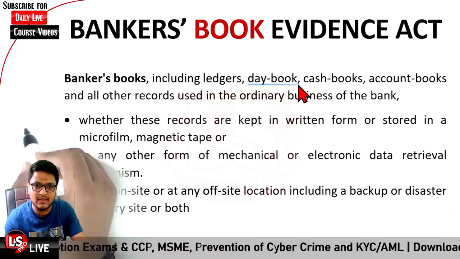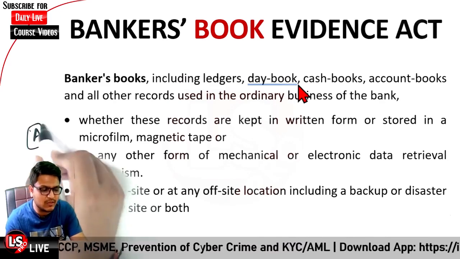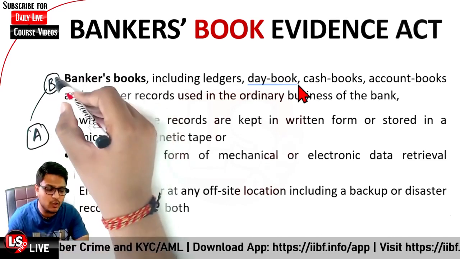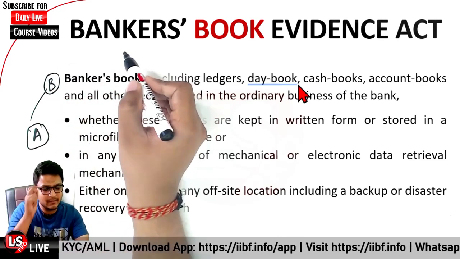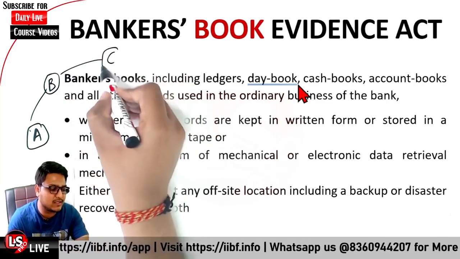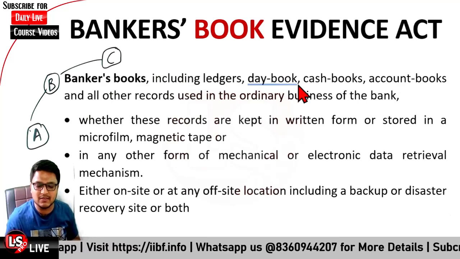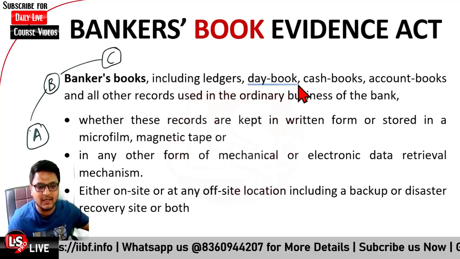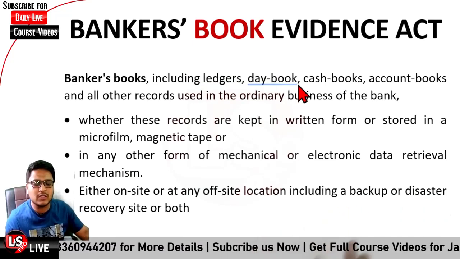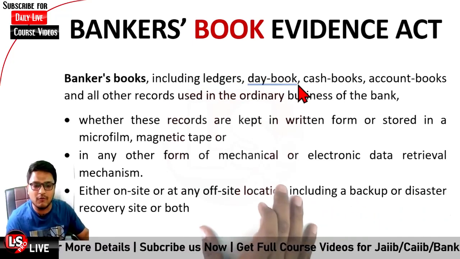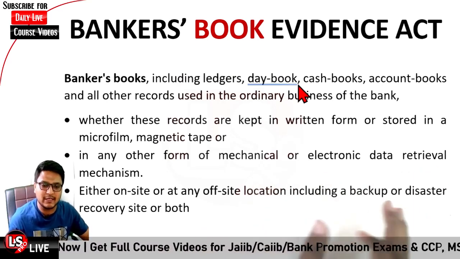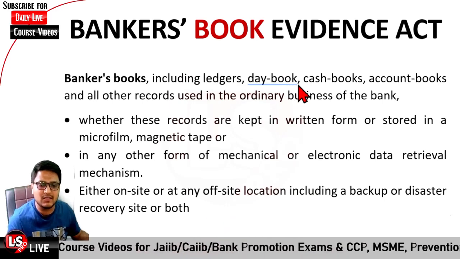If a branch is working at location A and its server is being maintained at place B, it could be the case that a recovery backup is being created at some other position. That is a disaster recovery site or disaster recovery database that is being maintained. That could also be the case. So it includes all those records which are being maintained, whether in written form, electronic form, mechanical retrieval, electronic retrieval, on site, or off site.